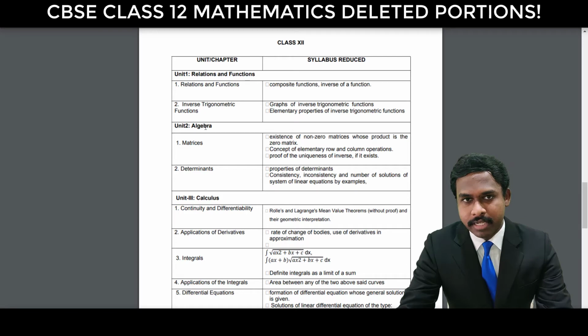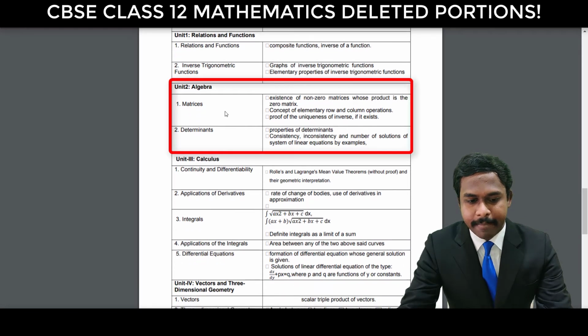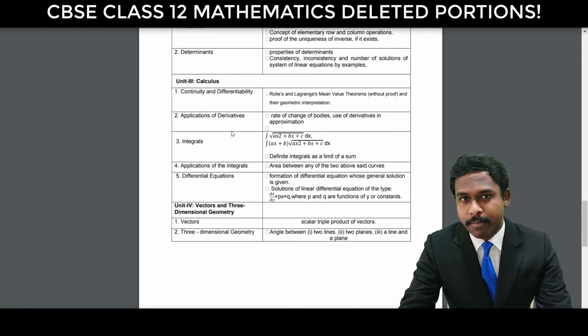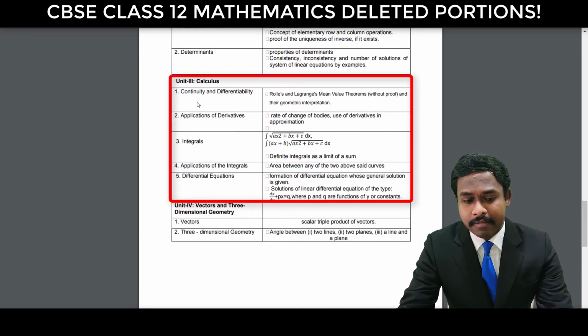And then the second unit is algebra, in which we have matrices and determinants. In matrices, we don't have the existence of non-zero matrices whose product is zero matrix, as well as the concept of elementary row and column operations, and the proof of the uniqueness of inverse if it exists. These three topics are not there. And in determinants, properties of determinants, consistency, inconsistency, and number of solutions of system of linear equations by examples are not there.